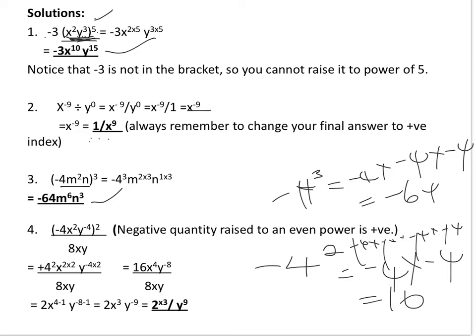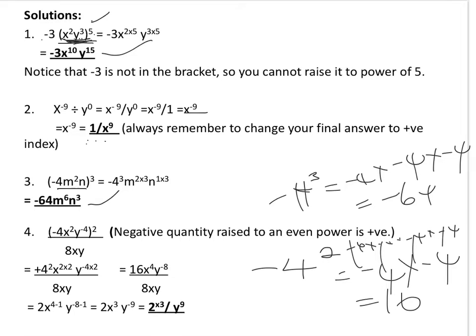Minus 4x squared y raised to power minus 4, all in brackets, raised to power 2, all over 8xy, is equal to plus 4 raised to power 2 times 2, x raised to power 2 times 2, y raised to power minus 4 times 2, all over 8xy, which will be equal to 16x raised to power 4 y raised to power minus 8 over 8xy.